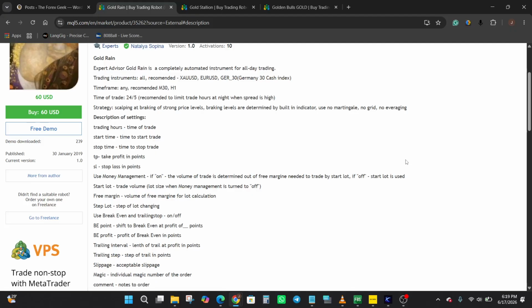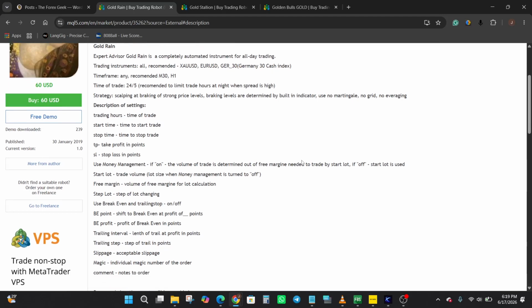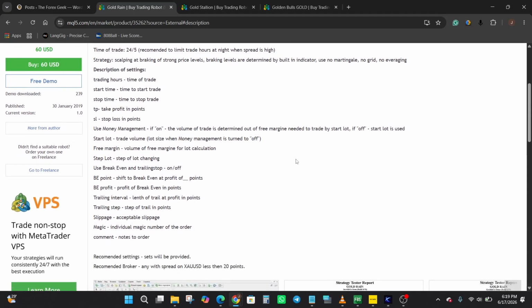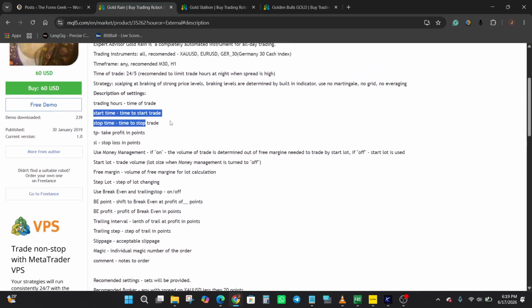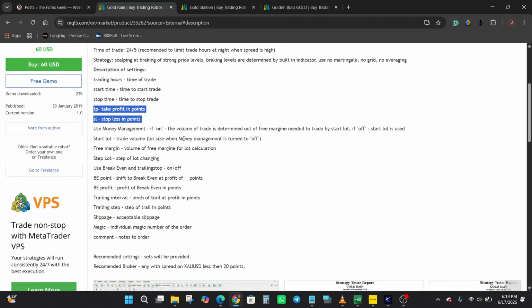Now, moving into the settings section, there are quite a few options available for customization. Trading hours can be controlled through the start and stop time parameters, allowing traders to define exactly when the EA is allowed to enter the market. There are also separate take profit and stop loss settings, giving users direct control over risk and reward targets.